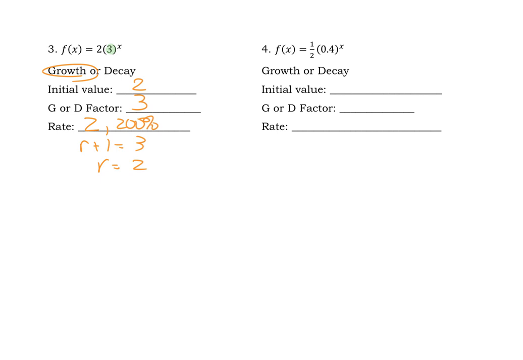And then this next one, the base here is 0.04. Excuse me, that is less than 1, so that's a decay. The initial value is 1/2. The growth factor is 0.04. 1 minus the rate equals 0.4. Subtract that 1, so negative rate equals negative 0.6. Divide by negative 1, it's 0.6. So my rate is 0.6, or 60%.